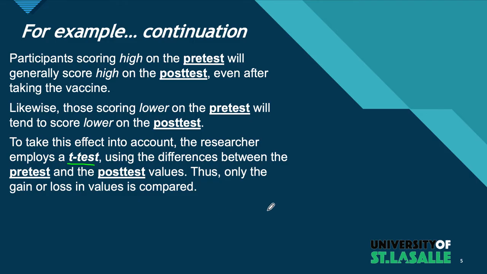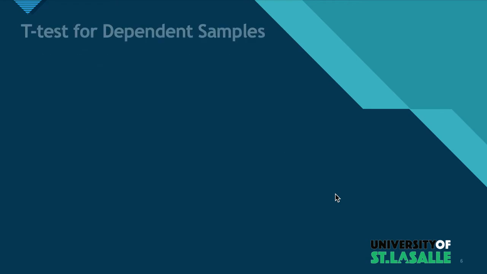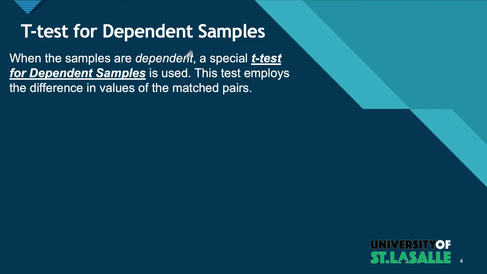As we know, there are different types of t-tests. We will make use of the t-test for dependent samples. Remember that this kind of t-test is used, obviously, for dependent samples. This is a special kind of t-test. It's used when they're dependent, when they are matched, when they are paired. Some books call this the paired t-test, and take note they're the same. This test employs the difference in values of matched pairs.